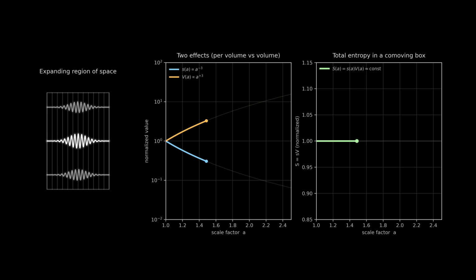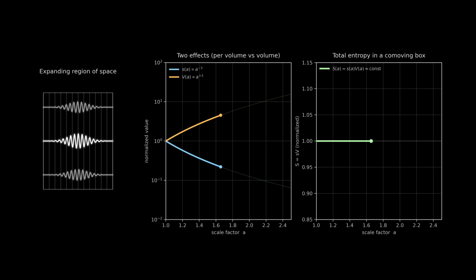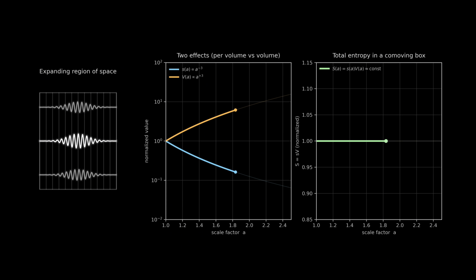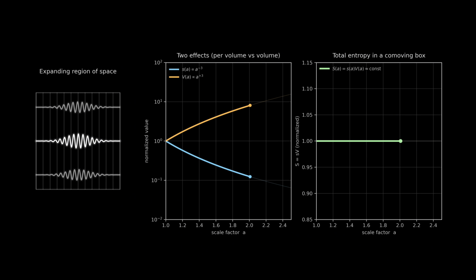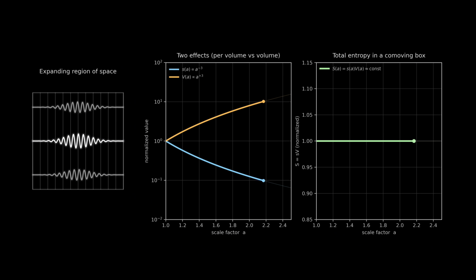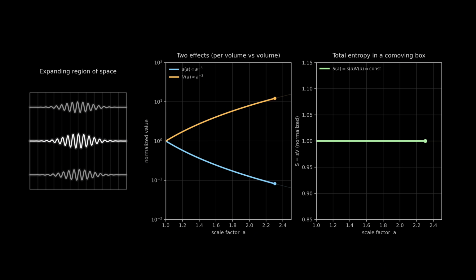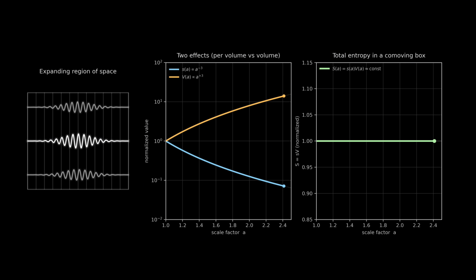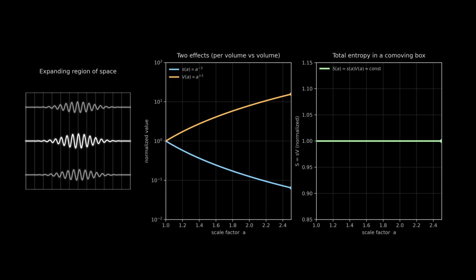If you follow an expanding region of space, two things happen at once. The radiation inside the region cools, which lowers the entropy per unit volume, that's the blue curve, but the region itself gets bigger, which increases the total volume available, that's the orange curve. And for thermal radiation, these two effects balance in just the right way. The result is that the total entropy of the CMB radiation inside that expanding region stays essentially constant, as seen in the final plot. That's why counting the CMB photons and their entropy today is effectively measuring the entropy this region already carried in the early universe.